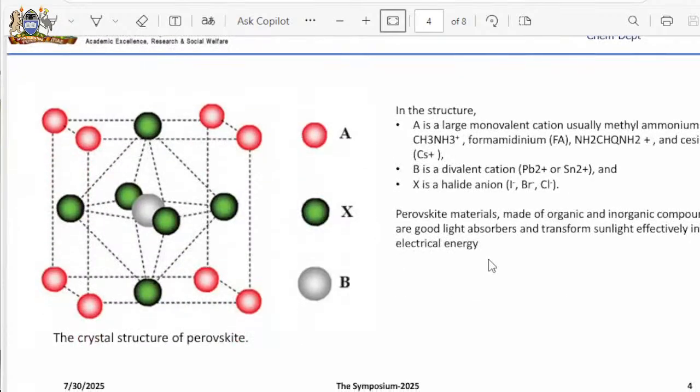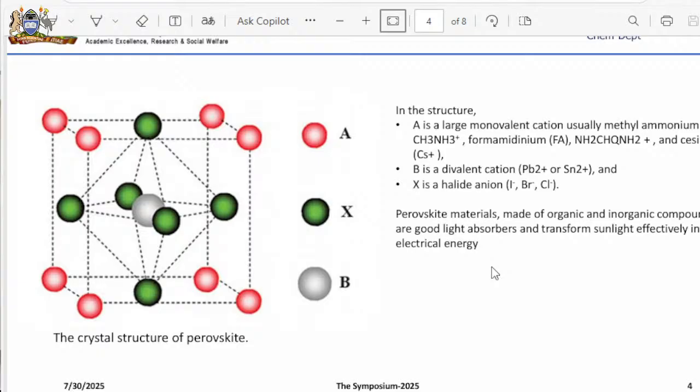Now, of course, this is the structure of a perovskite material. This is the crystal structure. You can see a perovskite is characterized by this ABX3 structure. I thought I defined it somewhere, but it looks like it's not here. A is a large monovalent cation, B is a divalent cation, and X is a halide anion. Of course, this is basic chemistry. I think all of us can relate with this one.